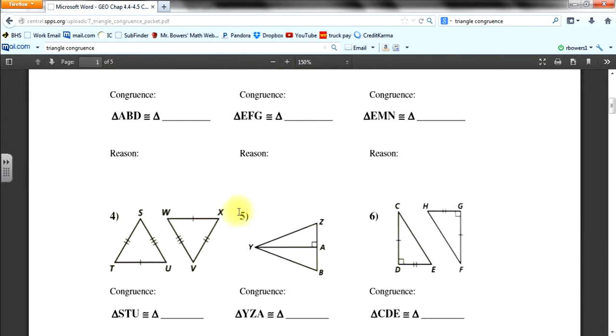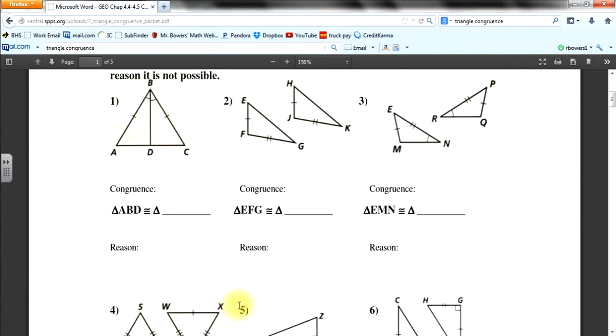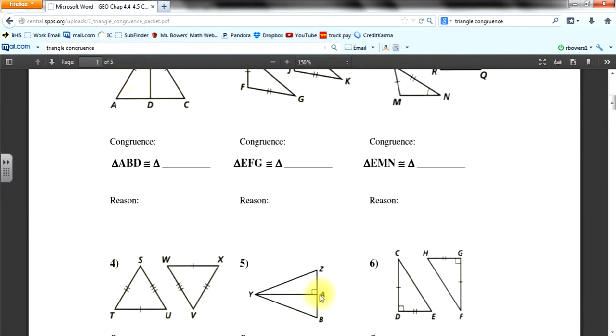What I mean by that too is, if you look at number 5, for example, we have these two triangles here. Again, it's like number 1. It's just kind of turned to the side. We don't know the angles on number 5 like we did on number 1. But what I mean by the two triangles sharing a side, it's kind of like this.